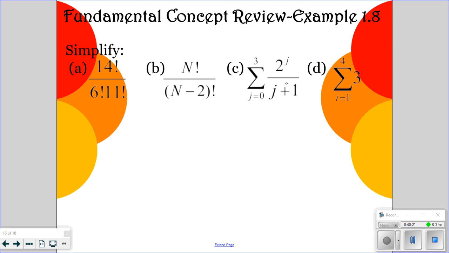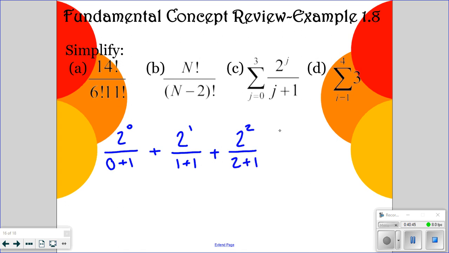So if we plug in 0 here, 2 to the 0 over 0 plus 1, and I'll come back and simplify that in a minute, plus the next integer is 1, so we're going to do 2 to the 1 over 1 plus 1. The next integer is 2, so we're going to do 2 to the 2 over 2 plus 1. And then the last one we're going to plug in is 3, because that's what is up top. So again, you're plugging it in where your j is. So 2 to the 3 over 3 plus 1. So those are the ones that we're going to deal with. 0, 1, 2, and 3. Those are the numbers they said to plug in here.